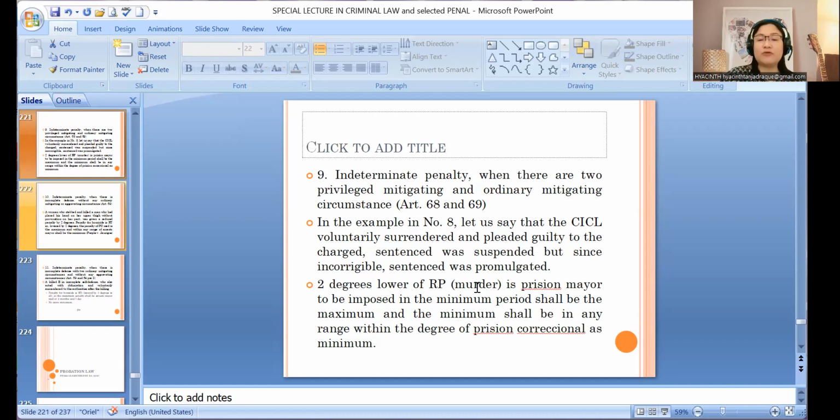So from the penalty of murder, you lower down 2 degrees down the scale, which would be prison mayor. Prison mayor is to be imposed in the minimum period because of the presence of the other ordinary mitigating circumstance. And your minimum of the indeterminate penalty shall be within any range of prision correccional as the minimum of your indeterminate penalty.